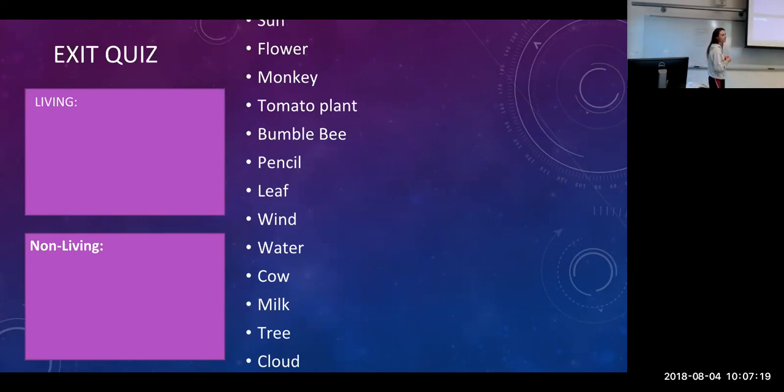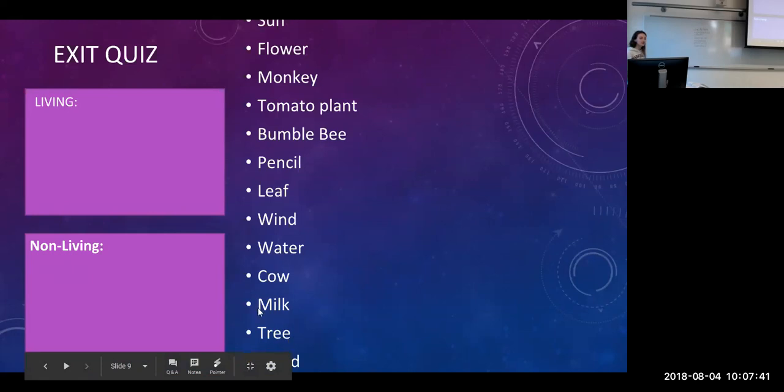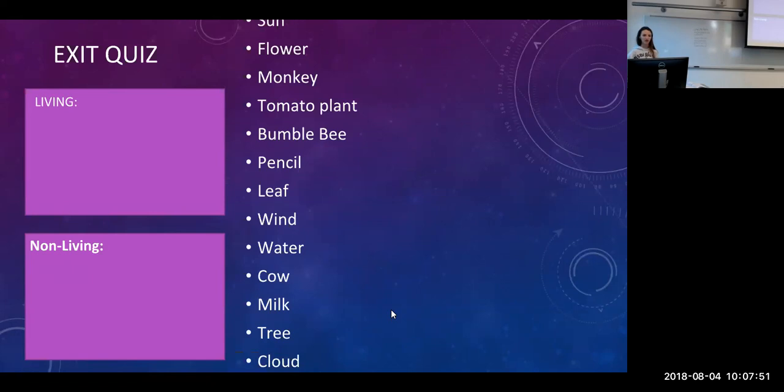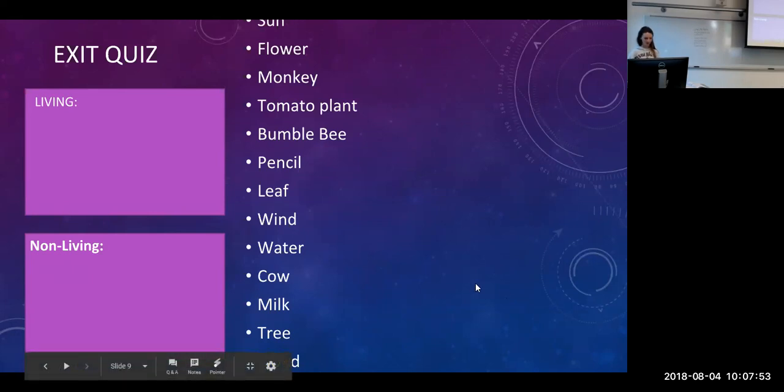Water. It might be what gives us life, but is it alive? No. Cow. Yeah, I'm pretty sure a cow does all of these things, right? Milk from the cow. No. Milk from the cow is kind of the same thing as water for humans, right? The tree itself, is the tree a living thing? All right. And can't see what the bottom one is. Oh, a cloud. No. Okay.